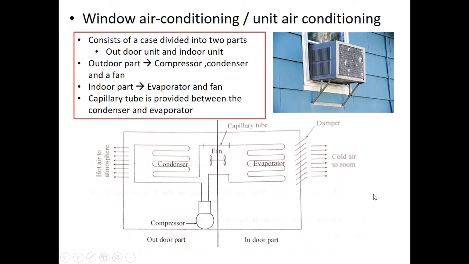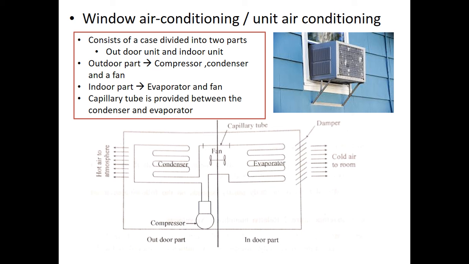If you look at the diagram, you can see that the entire setup consists of a case divided into two parts. When you discuss the unit air conditioning, it has two units: one is an outdoor unit and the other an indoor unit. Now the outdoor part consists of a compressor, a condenser and a fan.